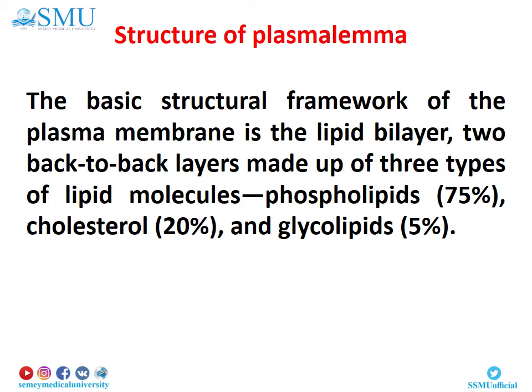Structure of plasma lemma. The basic structural framework of the plasma membrane is the lipid bilayer, two back-to-back layers made up of three types of lipid molecules, phospholipids, cholesterol, and glycolipids. About 75% of the membrane lipids are phospholipids, lipids that contain phosphorus. Present in smaller amounts are cholesterol, about 20%, a steroid with an attached hydroxyl group, and various glycolipids, about 5%, lipids with attached carbohydrate groups.